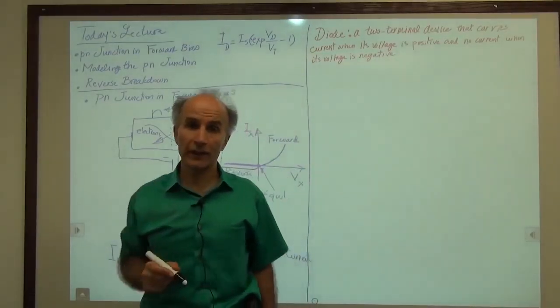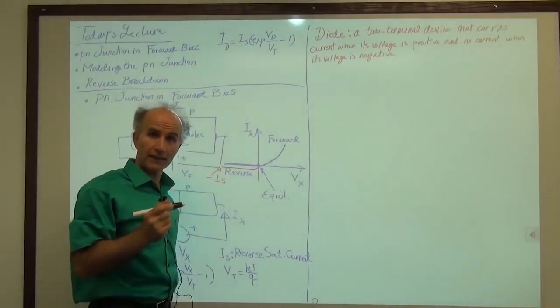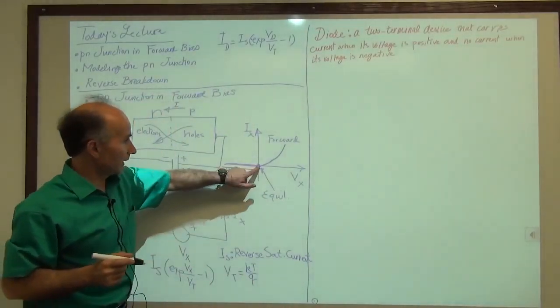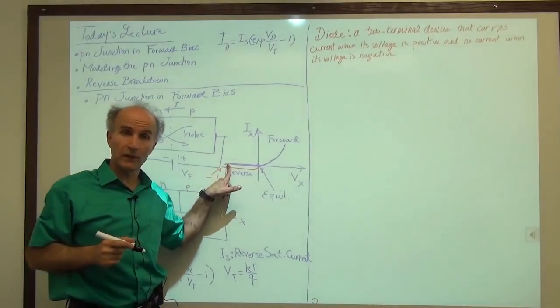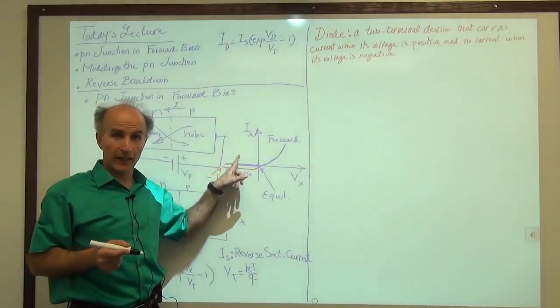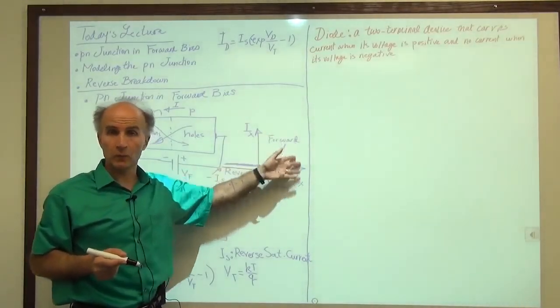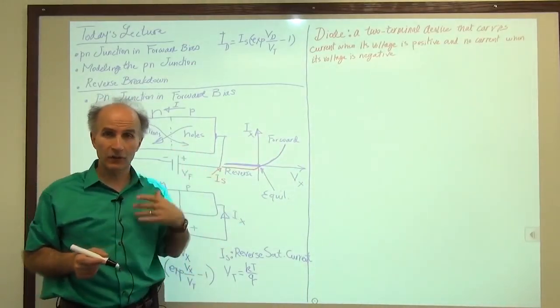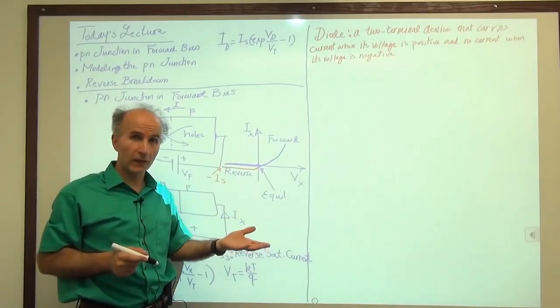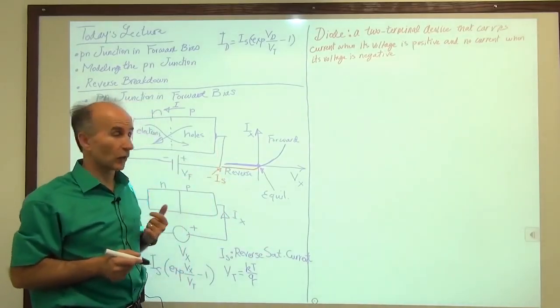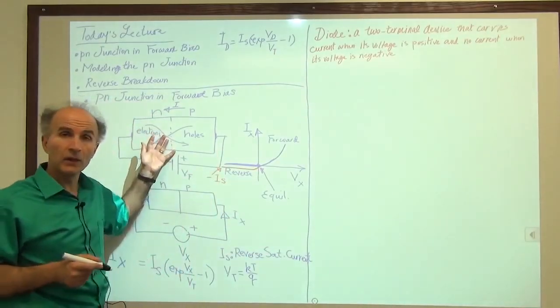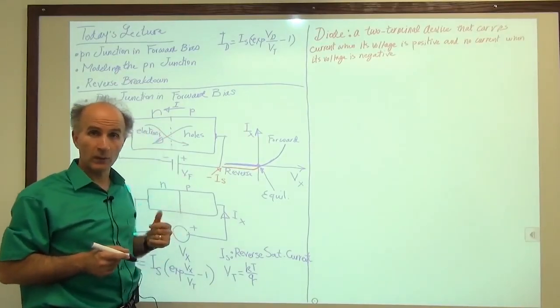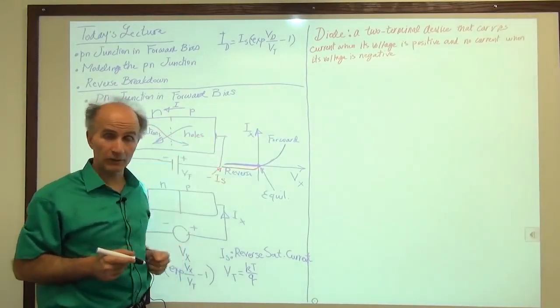So is a PN junction a diode? Yes, a PN junction is an example of a diode because it has very low current when the voltage is negative and has substantial current when it's positive. So we call this a diode. A PN junction is an example of a diode. There are many different ways to build a diode. Here's one way. A lot of times we just call this a diode instead of a PN junction, with the understanding that that is the definition of a diode.